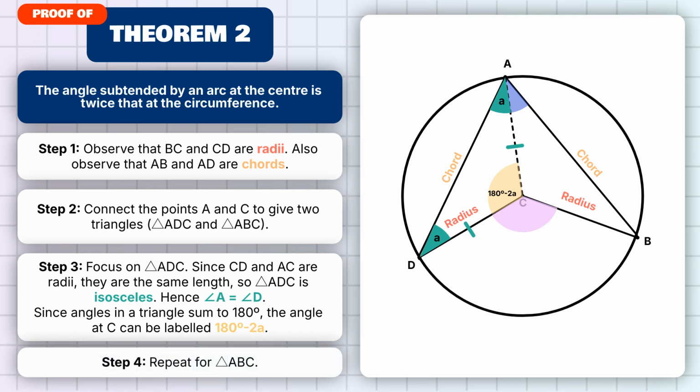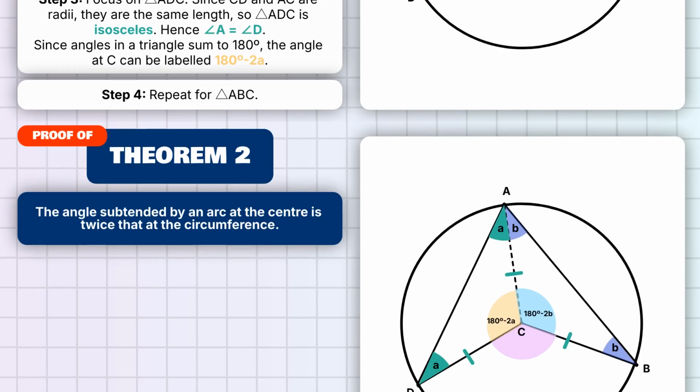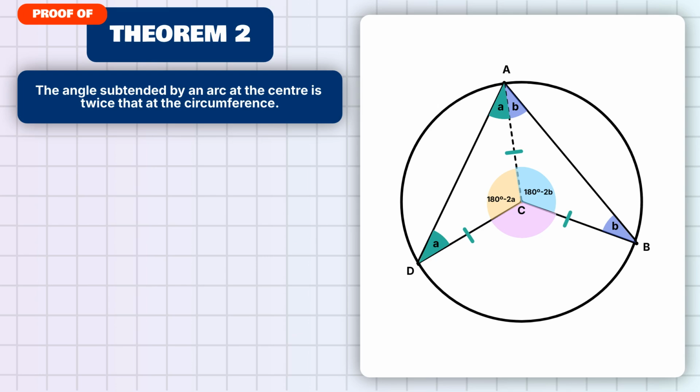Let's now look at triangle ABC. Again, BC and AC are radii, so this is also an isosceles triangle. We can therefore label its angles as we did for triangle ADC. This gives the following complete diagram. Let's use this to prove the theorem.